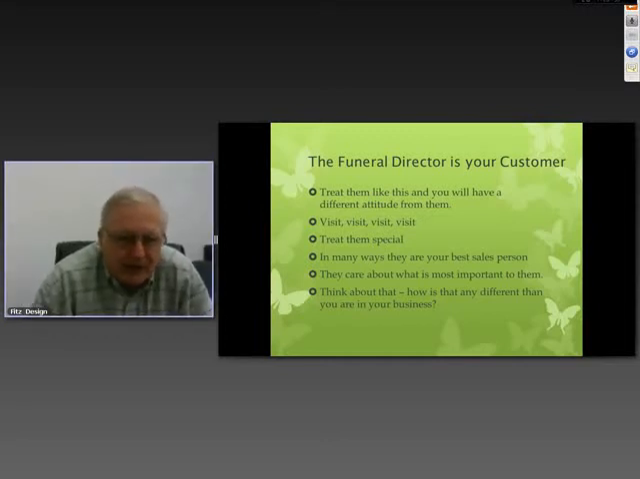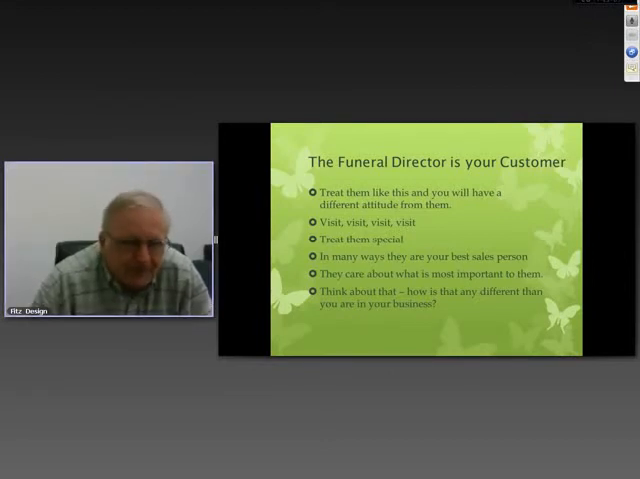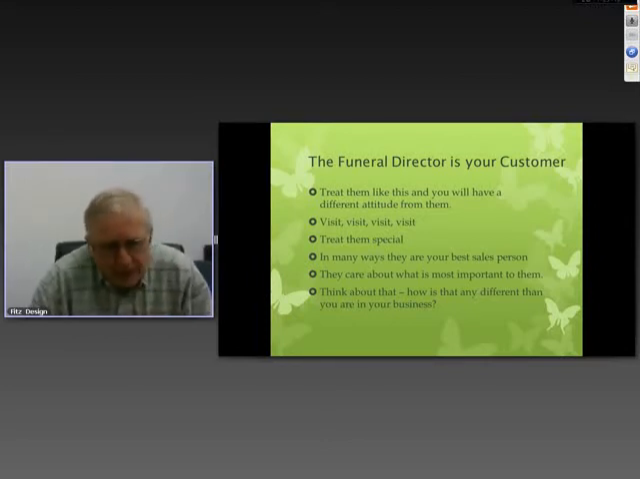Here's some different ways to think about things, and I'm pretty firm on these. This is that area that's going to either inspire you or cause you to get aggravated at me. Either one means I'm doing my job. Treat the funeral director like your customer, not as an employee, not as an enemy, not as an adversary, but treat them as a customer. Treat them as a bride. Excuse me, go out of the way to take care of them.